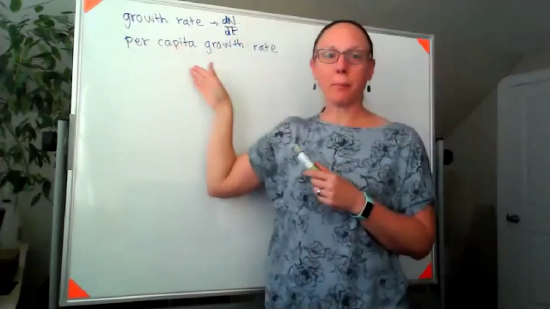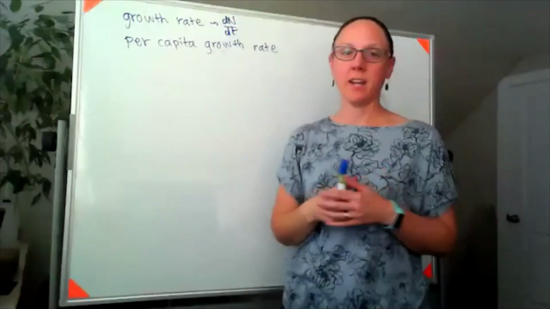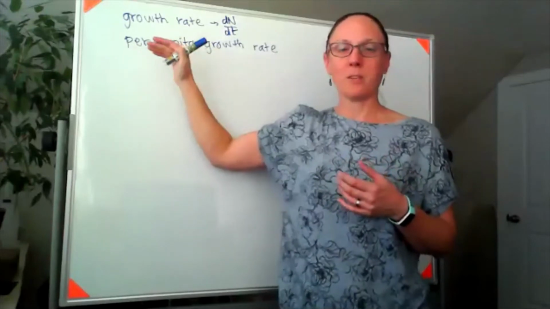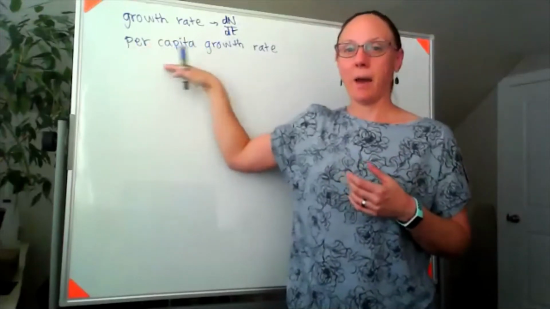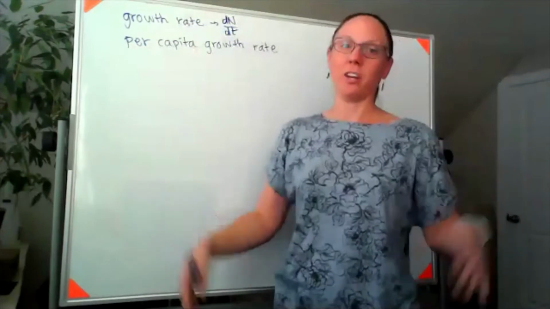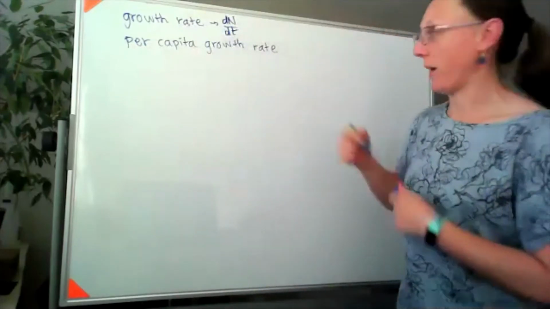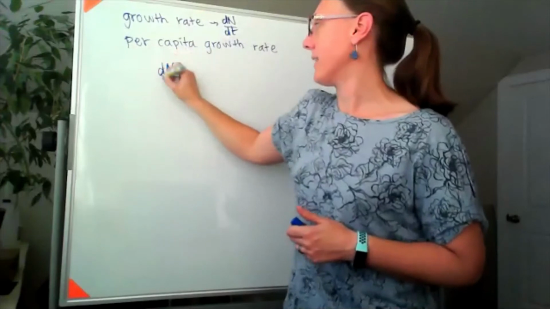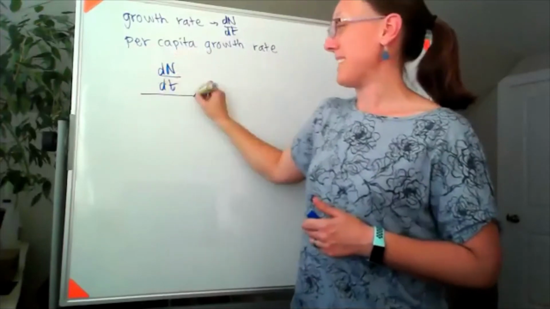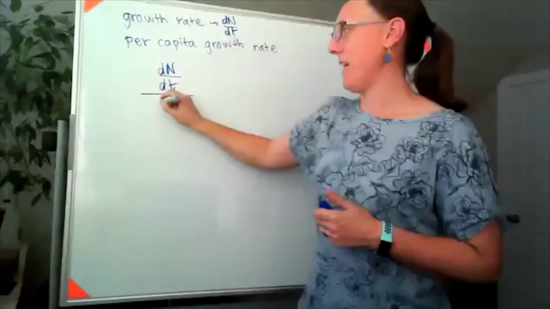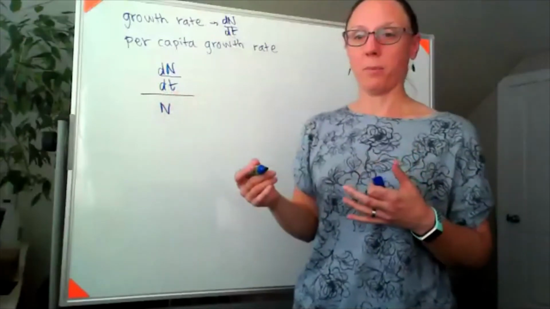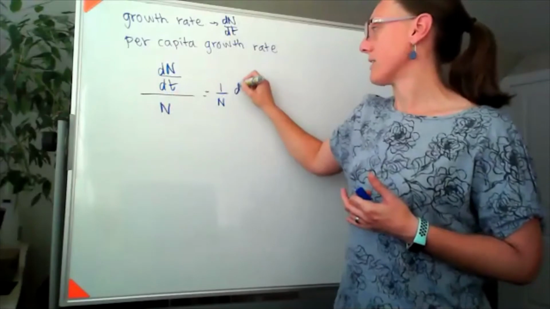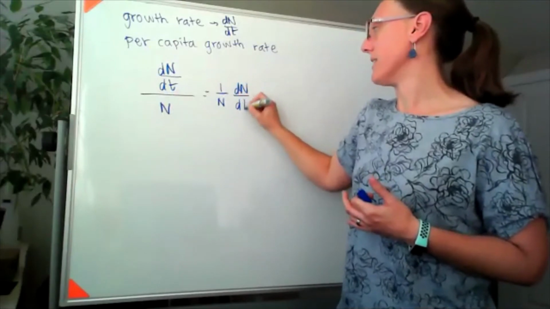Now, when we talk about per capita growth rate, that "per" usually means we're dividing by something. Capita means the population. So the per capita growth rate says I'm taking the growth rate, the dN/dt, but dividing that by the number of individuals in the population. Or sometimes we'll write that as 1/N times dN/dt.